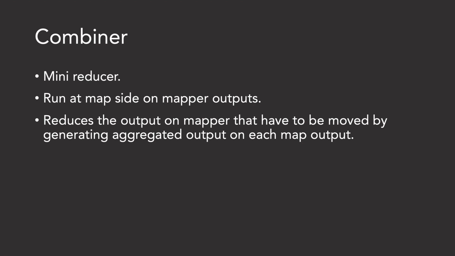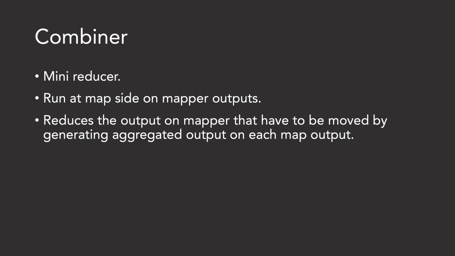You'll code a combiner by extending the reducer class itself. What it does is run the combiner function on the map outputs. The advantage of the combiner is that it reduces the amount of data that has to be moved over the network during the copy phase.